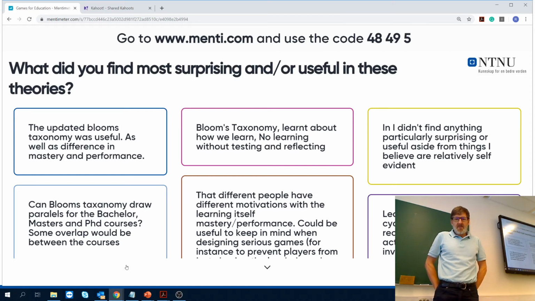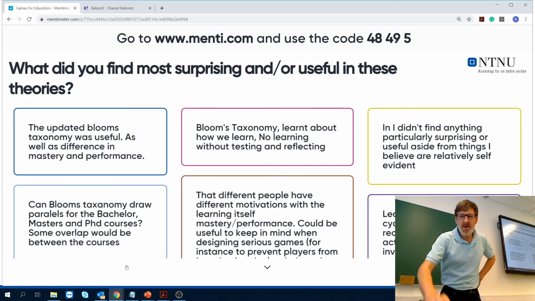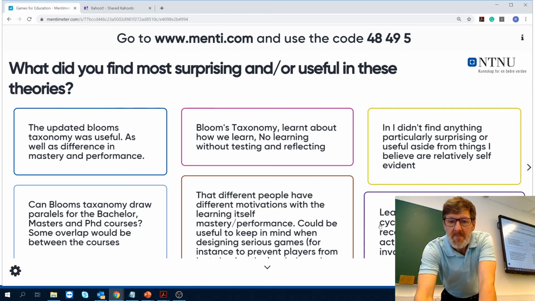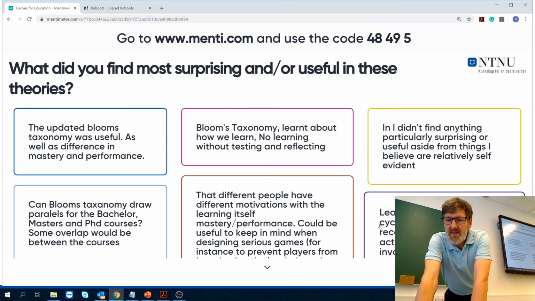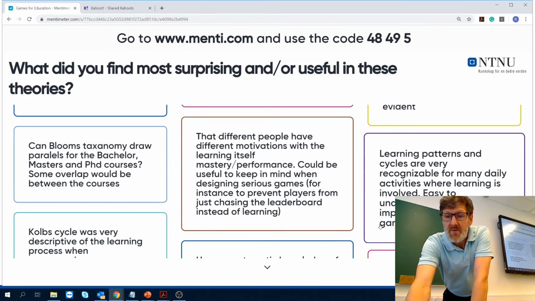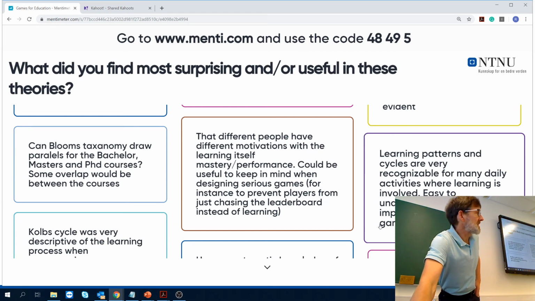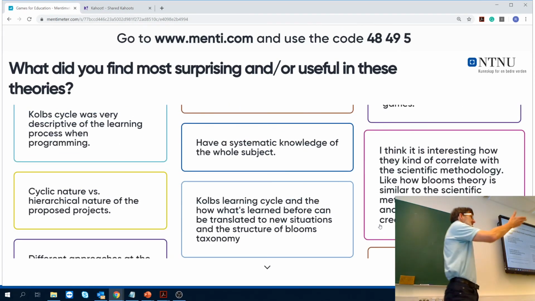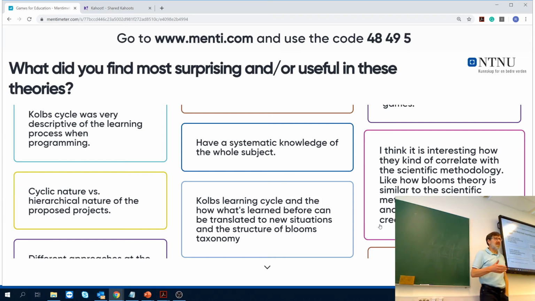People have different motivations, yes, and that could be useful to keep in mind when designing serious games. I hope so. Learning patterns and cycles are very recognizable for many daily activities where learning is involved. I hope so too, and I hope this is something that you can bring in there as well. Besides the self-determination theory, we also have this theory of self-directed learning. I haven't talked about that.